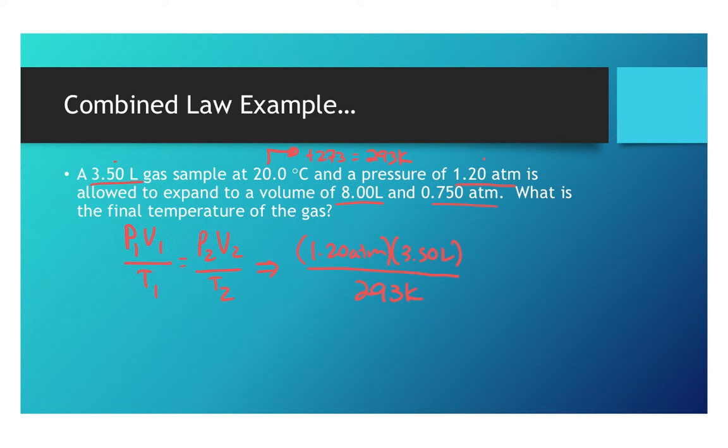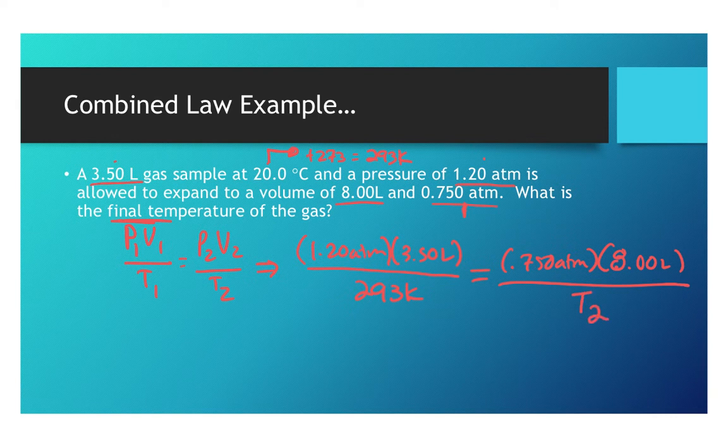Then that is equal to our new pressure. Do we have pressure? We do. It's 0.750 atmospheres. And then we have a new volume. Yep, we know what that is too. That's 8.00 liters. Do we know the new temperature? No, they're asking us for that. The final temperature, so that's T2.